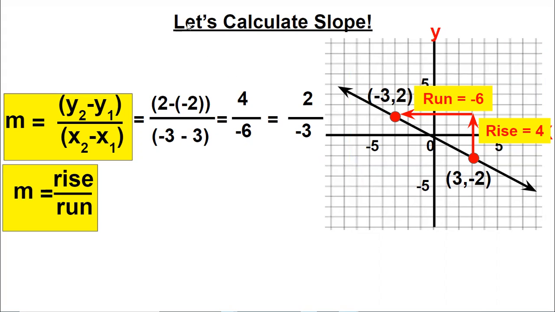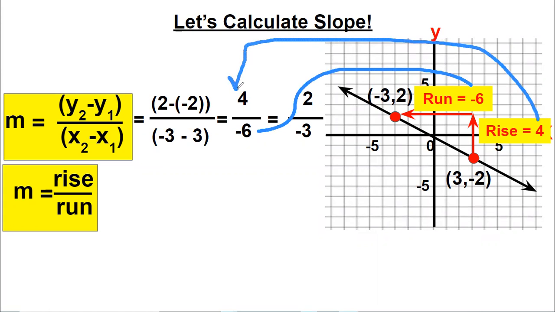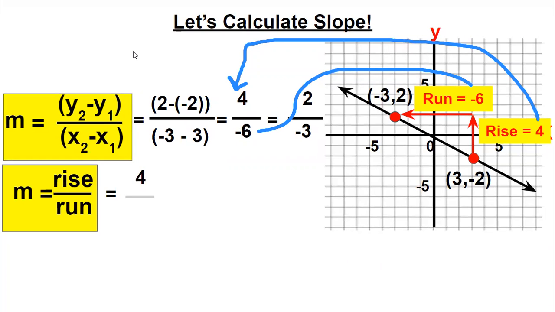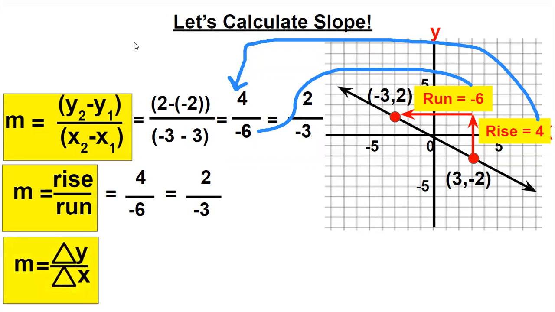Okay, notice how my rise and my run, this is my run right here. That's my horizontal change. This is my rise. That's my vertical change. So it's the same formula, just said differently. So my rise is 4 and my run is -6. Reduce that down, I get 2 over -3. Same thing, I just used the graph to show me my slope. You can also say the change in y over the change in x.